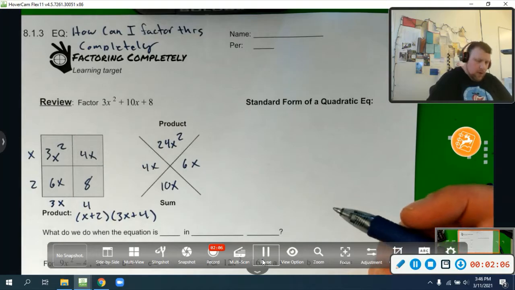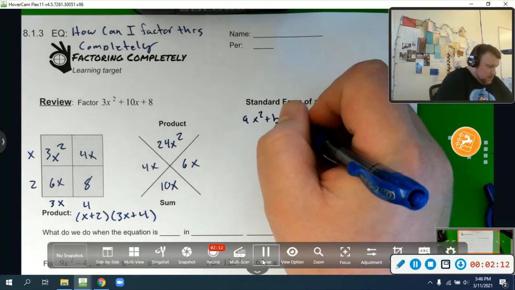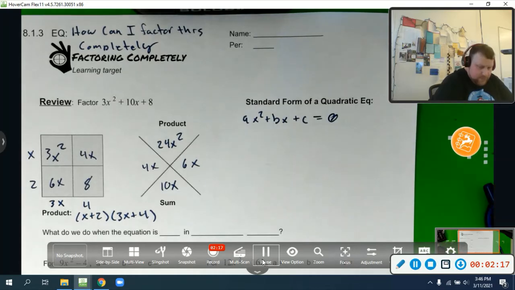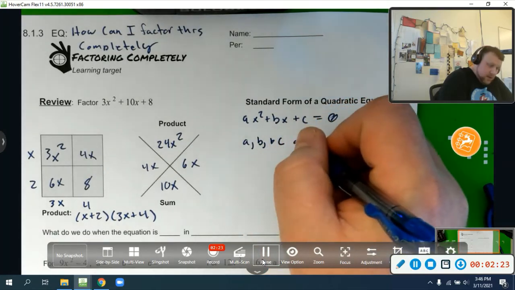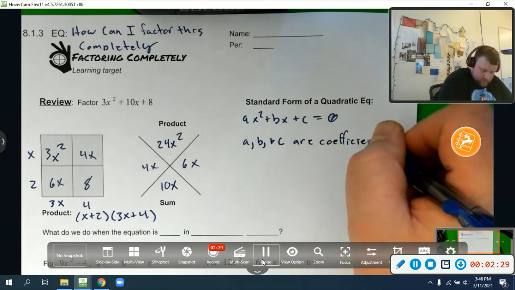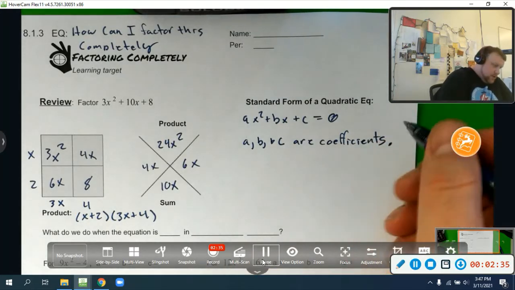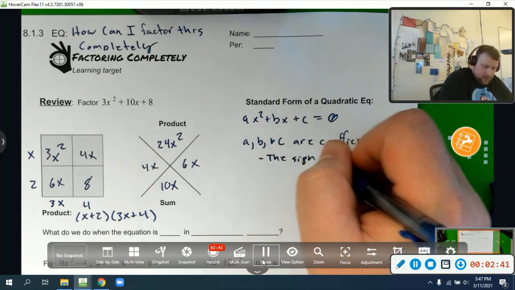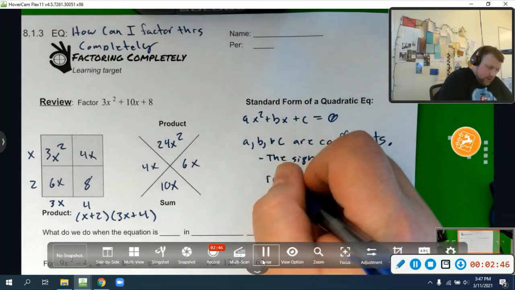I've talked about this before, but I want to remind you the standard form of a quadratic equation is ax squared plus bx plus c equals 0, where a, b, and c are coefficients. What are coefficients? They're the numbers in front of a variable. And don't forget the sign in front is included.